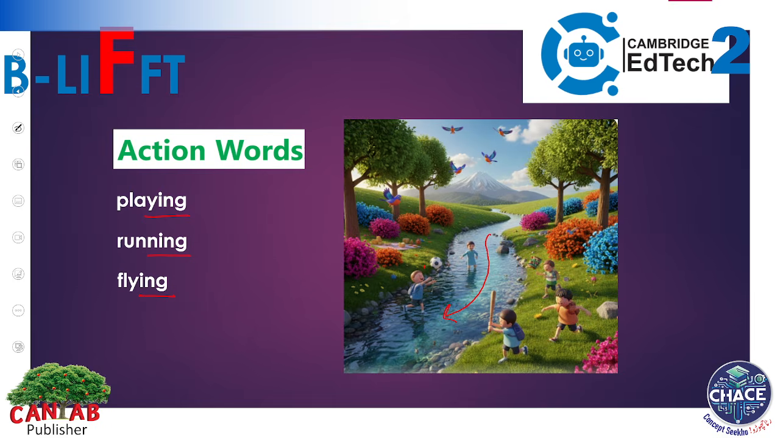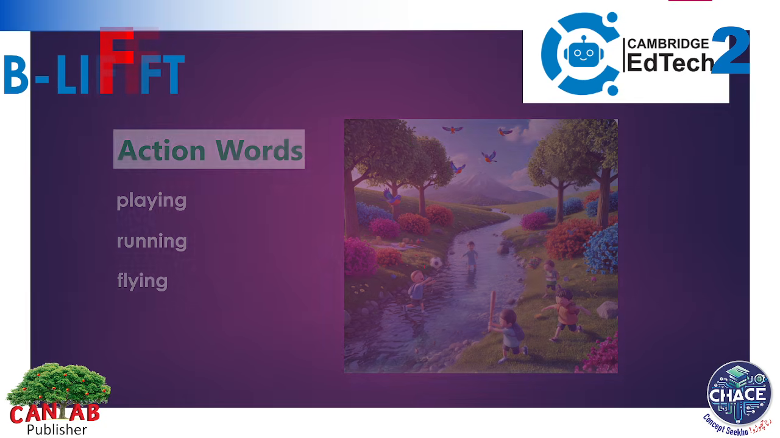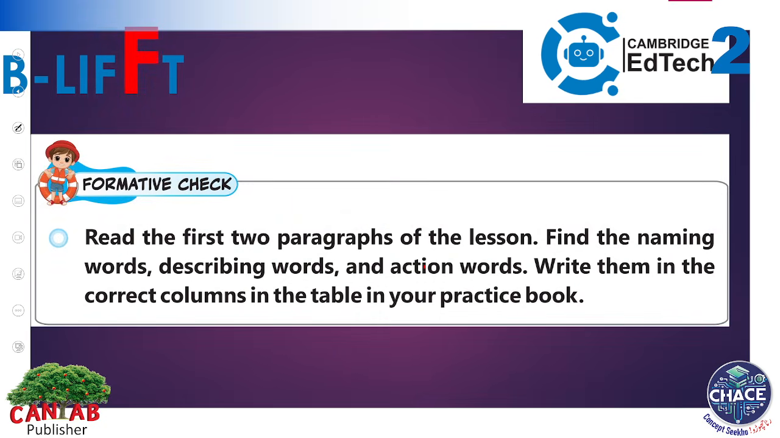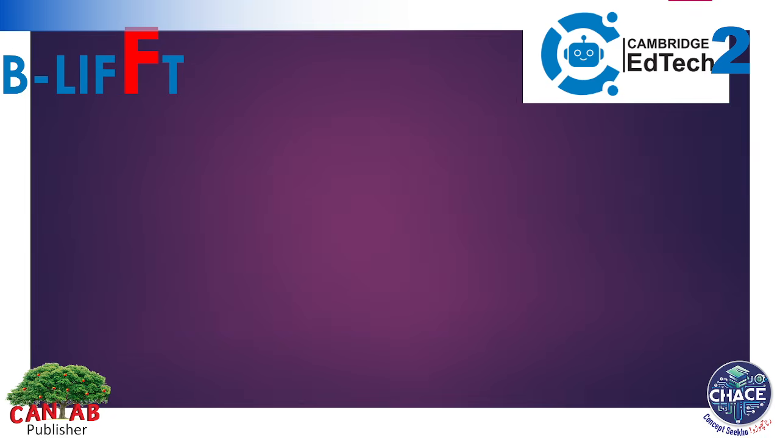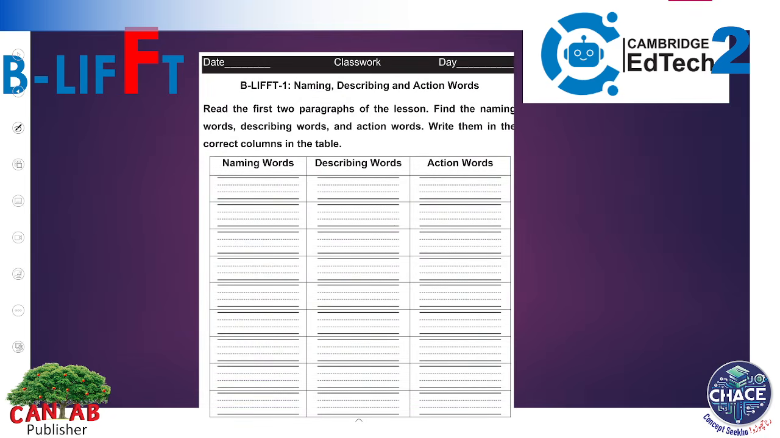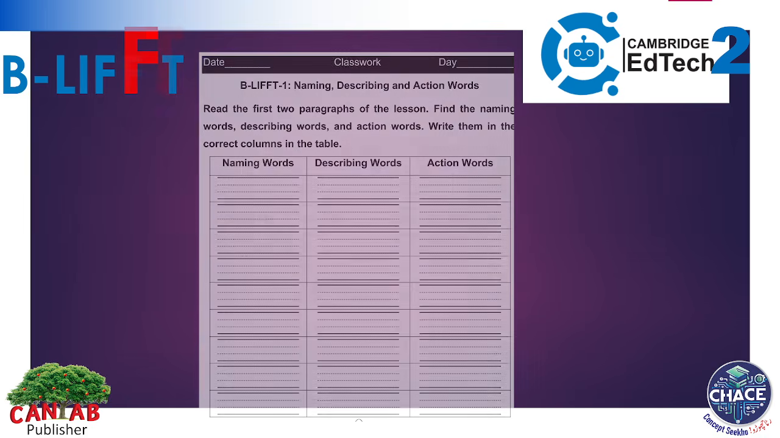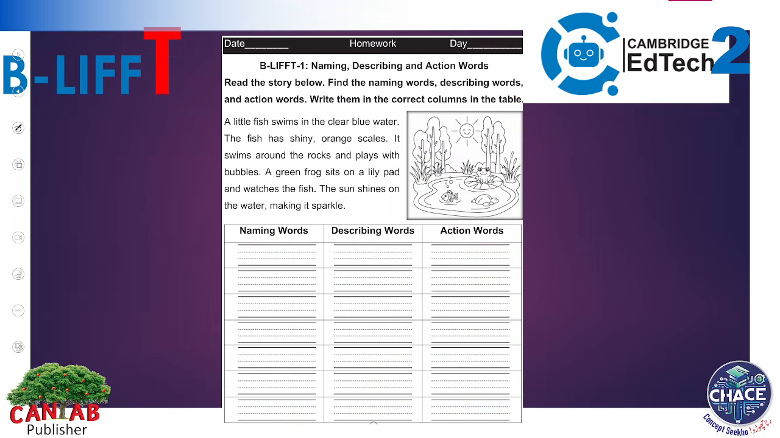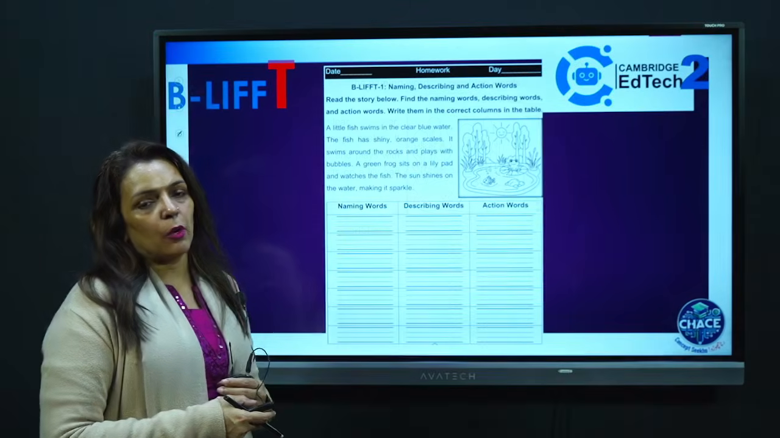So now from these examples, we have understood three types of words, which were naming, describing, and action words. Now for the formative check, you have to carry out this activity in the practice book with the help of your teacher, and in the practice book there is another activity which you can do with the help of your teacher in the class, and right underneath the classwork there is homework which you can carry out at your home with the help of your parents.